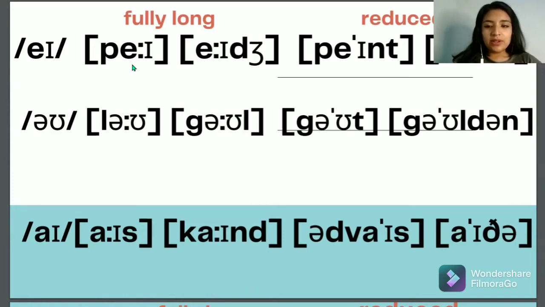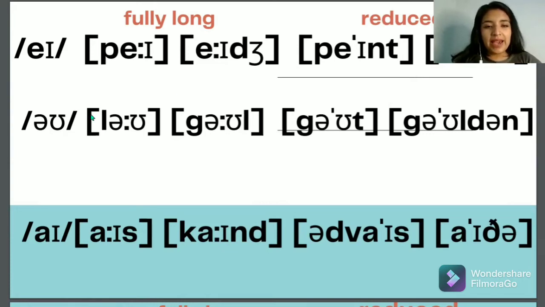In the case of the fully long, the words pay and age. And for the reduced case, where we use only one diacritic that means relatively long, we have the following examples, like paint and also rain.